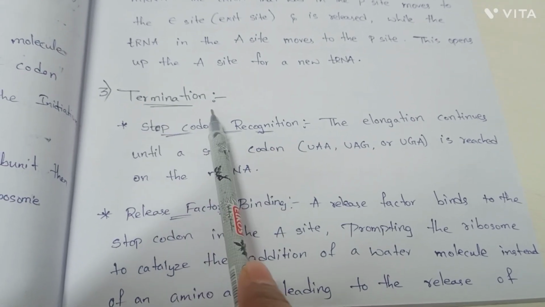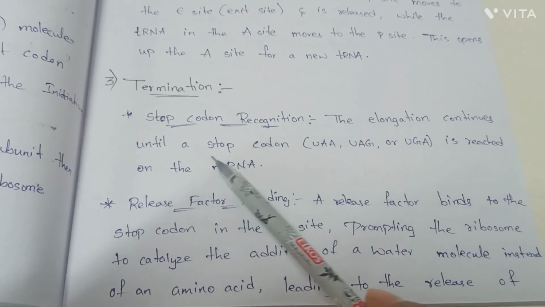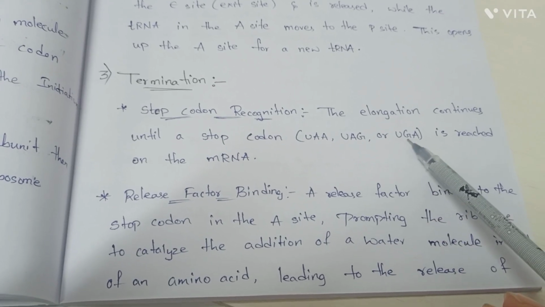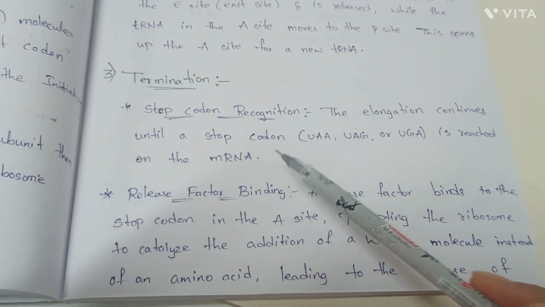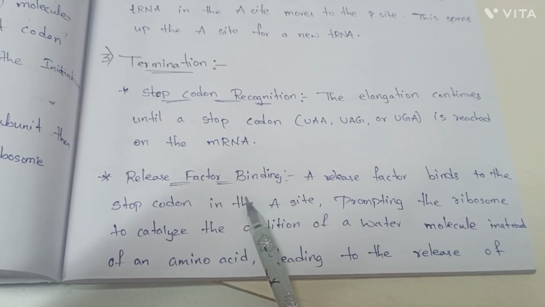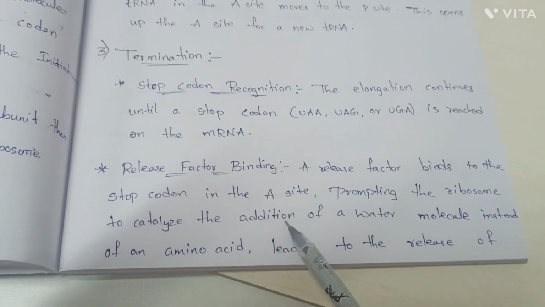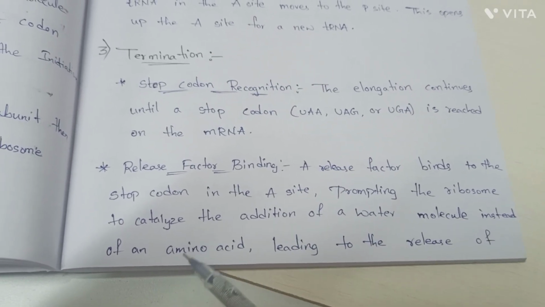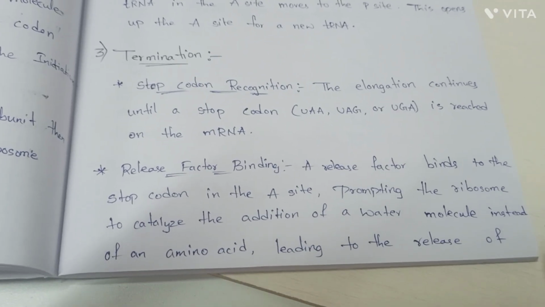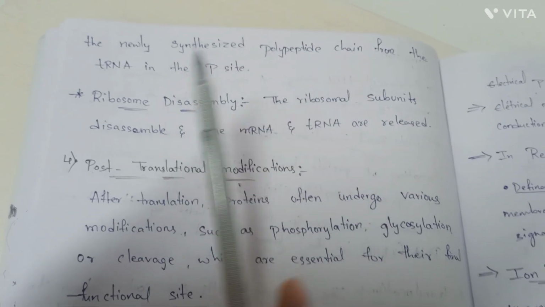The last step, termination. Stop codon recognition. The elongation continues until a stop codon, UAA, UAG, or UGA, is reached on the mRNA. Release factor binding. A release factor binds to the stop codon in the A site, prompting the ribosome to catalyze the addition of a water molecule instead of an amino acid, leading to the release of the newly synthesized polypeptide chain from the tRNA in the P site.